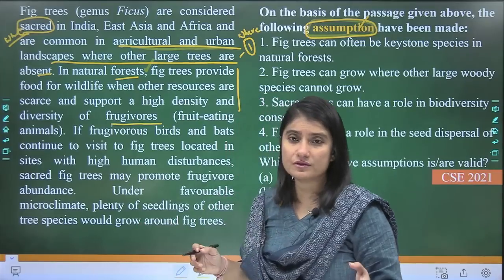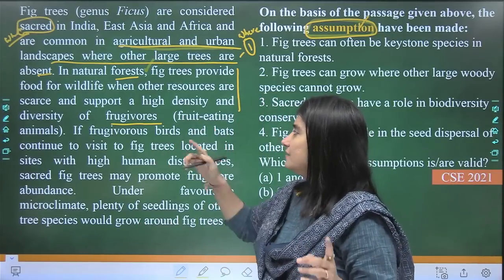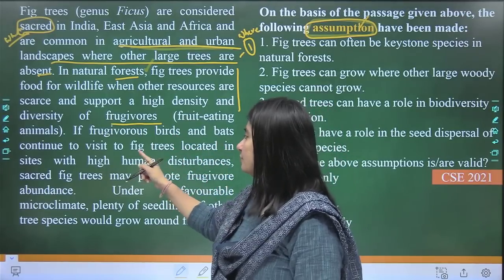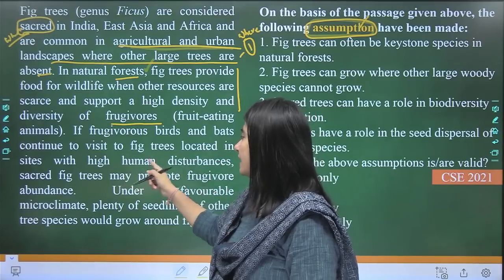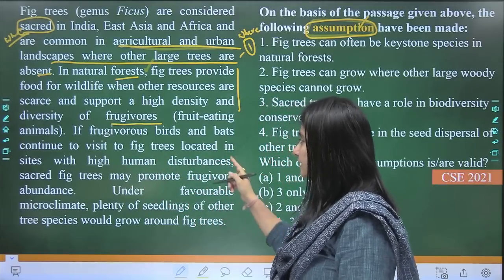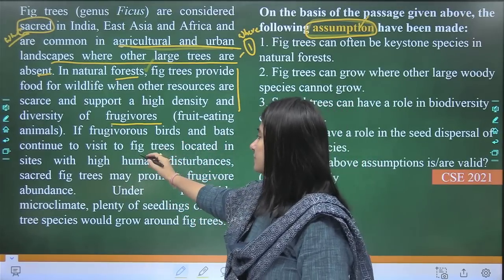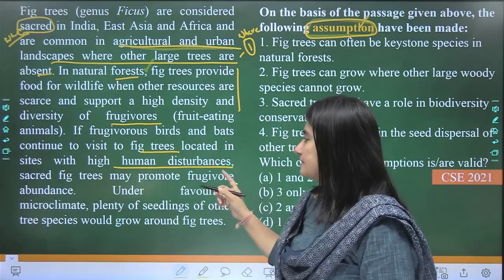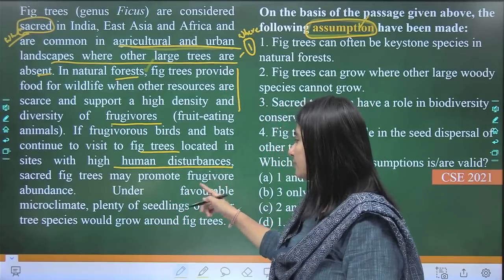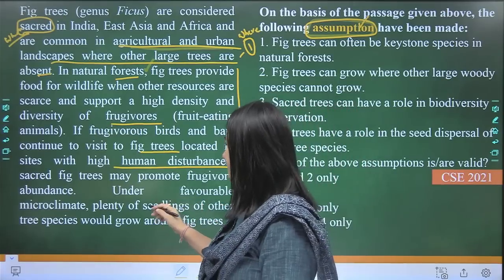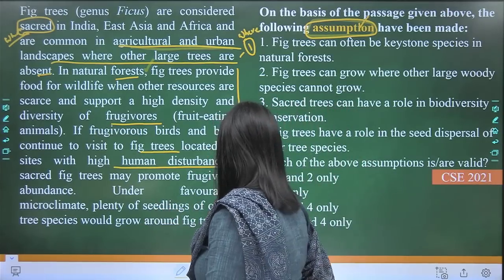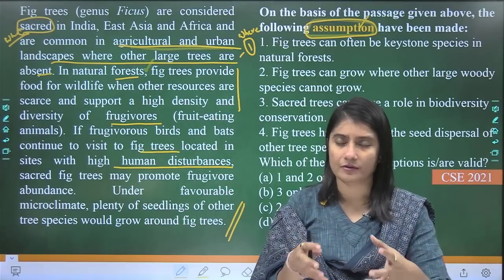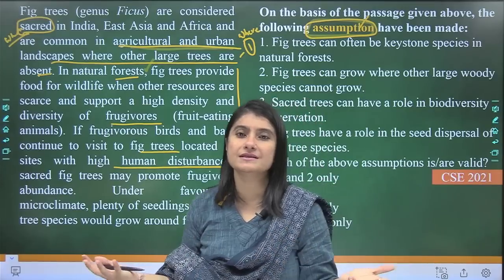Now if you don't know frugivores, UPSC is not going to be harsh on it, it gives the meaning in the bracket, fruit eating animals. If frugivorous birds and bats continue to visit fig trees located in sites with high human disturbances, meaning urban areas, right? Sacred fig trees may promote frugivore abundance. Under favorable microclimate, plenty of seedlings of other tree species would grow around. So what is it suggesting? That other birds and animals would visit and they would help in seed dispersal.